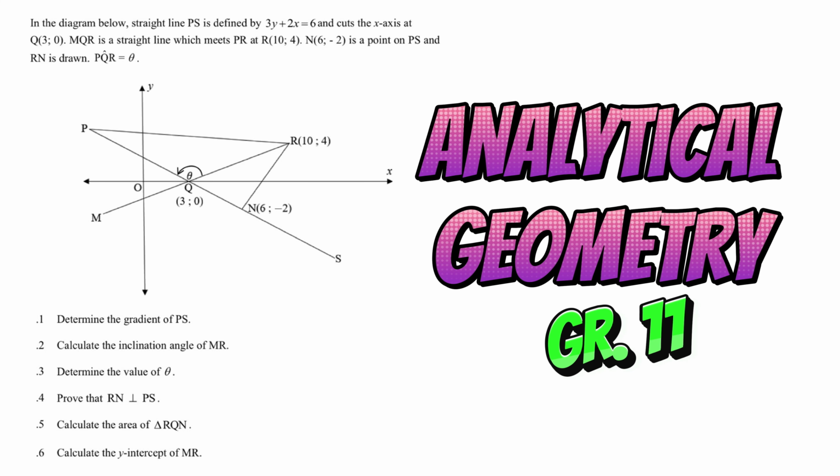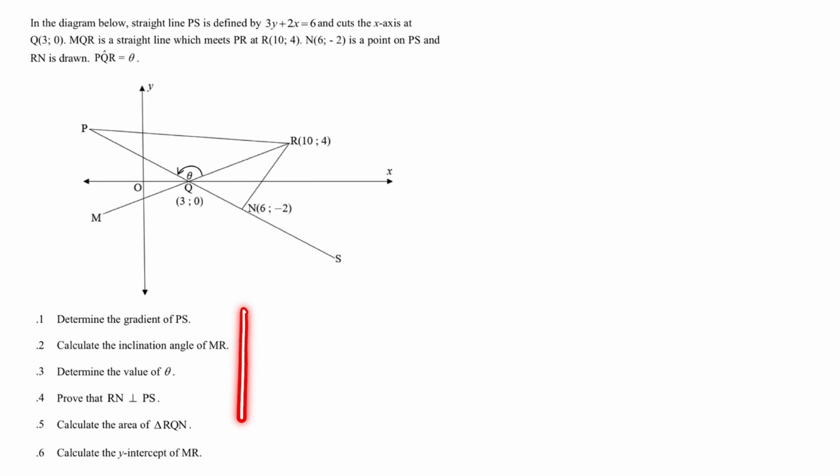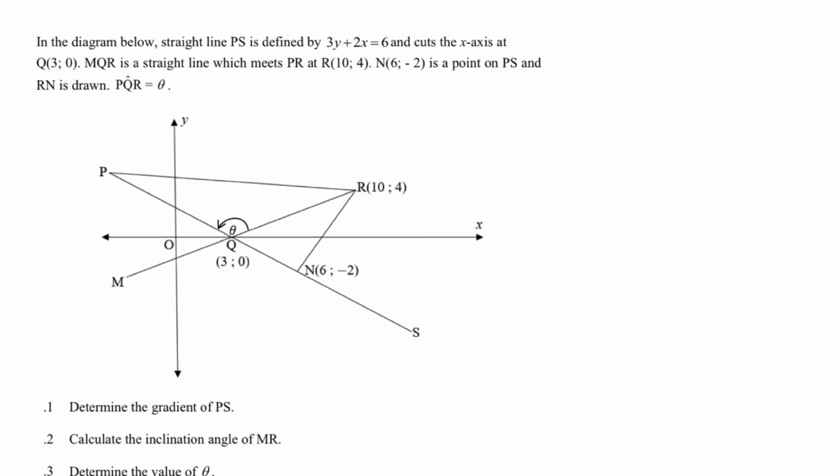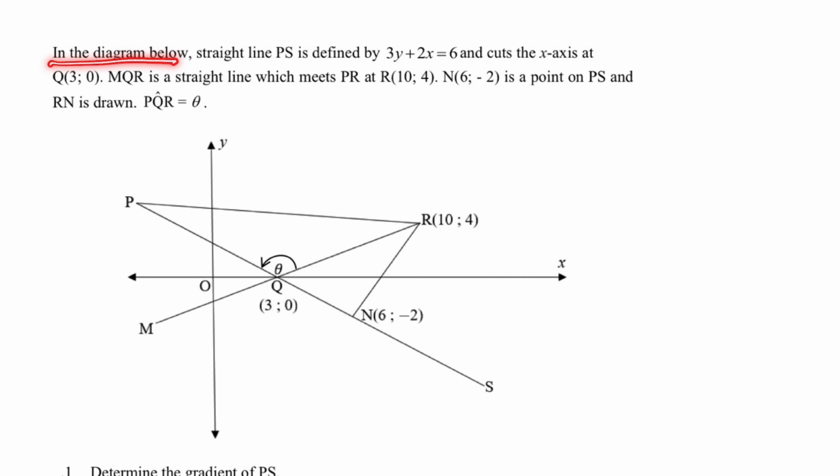In this video, we'll focus on analytical geometry. So before we start with the questions, let us read the information given to us. In the diagram below, the straight line PS is defined by 3y + 2x = 6.